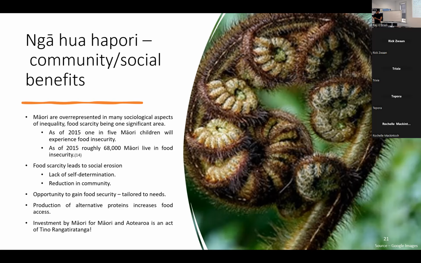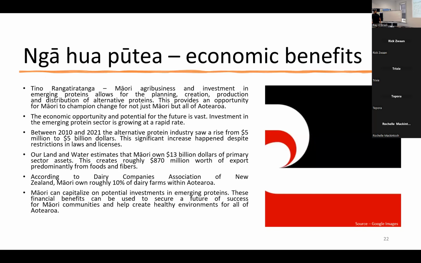So emerging proteins and investment mean that there is the ability to gain some food security. It takes a while to get there, but there is a light at the end of that tunnel, which is food security, and it can be tailored to the needs of Māori or to New Zealand Aotearoa as a whole. The production of alternative proteins increases food access, and investment for Māori, or by Māori, for Māori, and for the rest of Aotearoa is an act of tino rangatiratanga, ultimate self-determination, which flows over into the economic benefits.